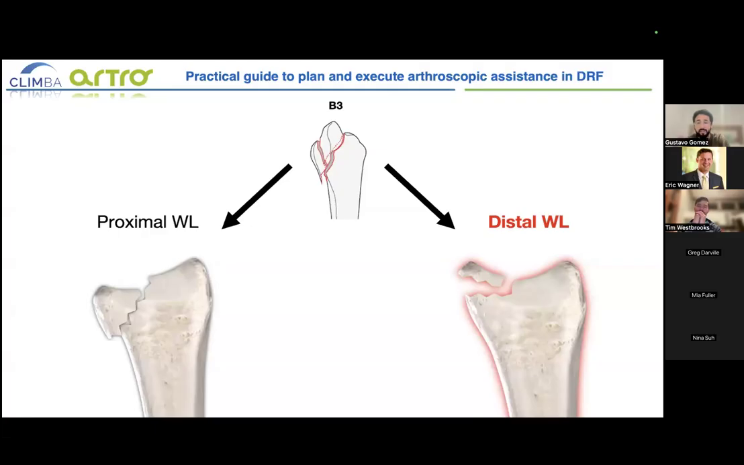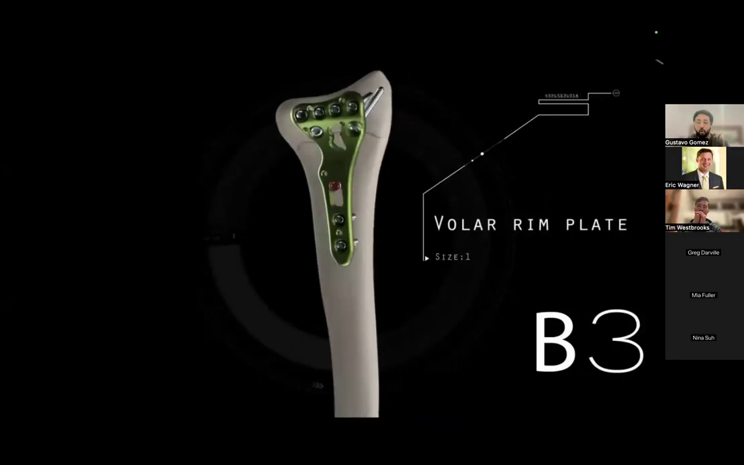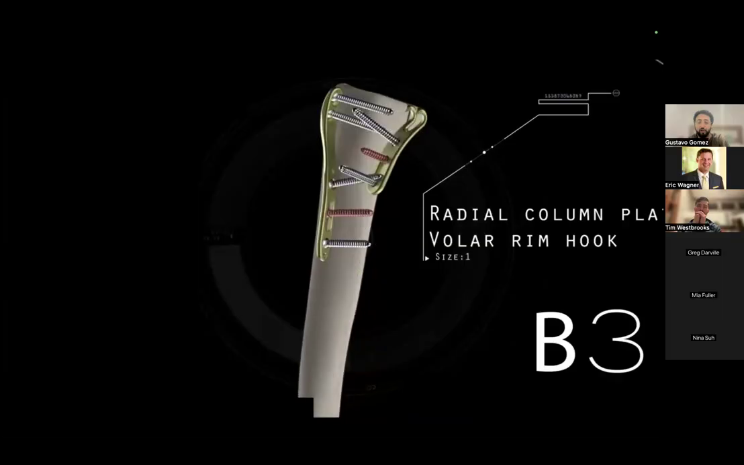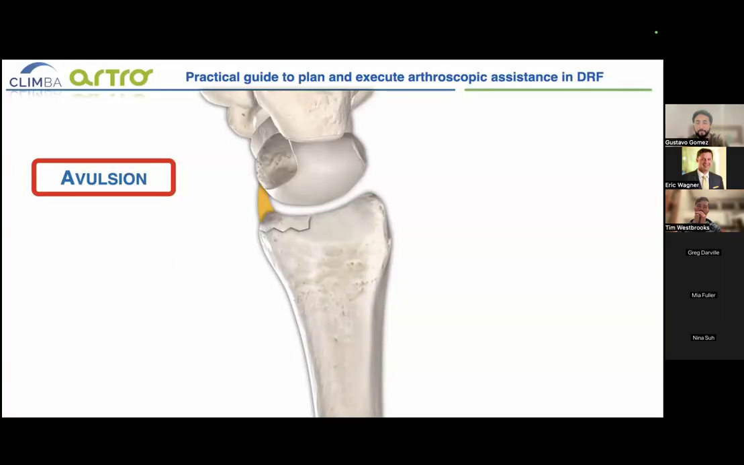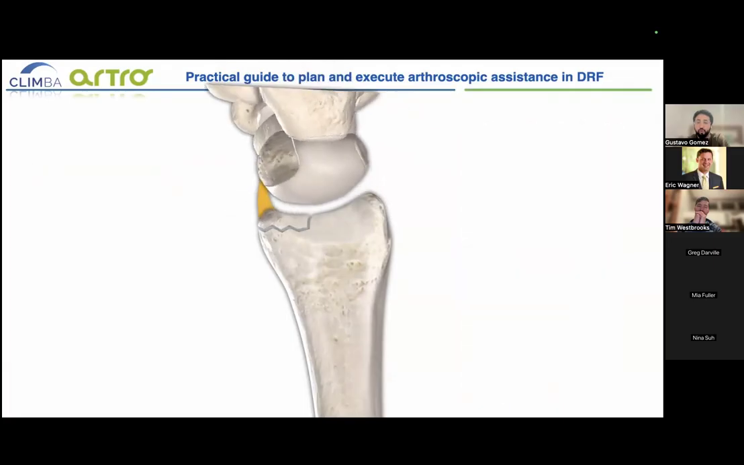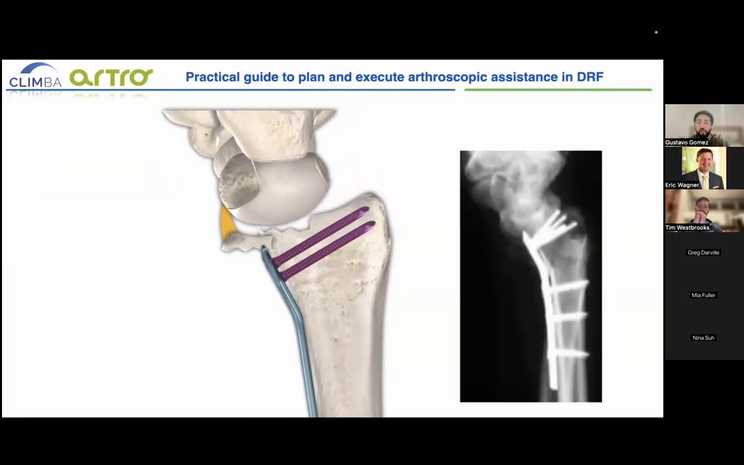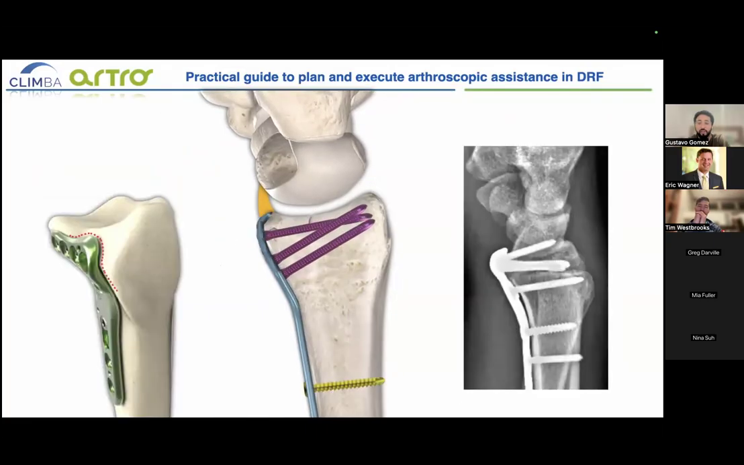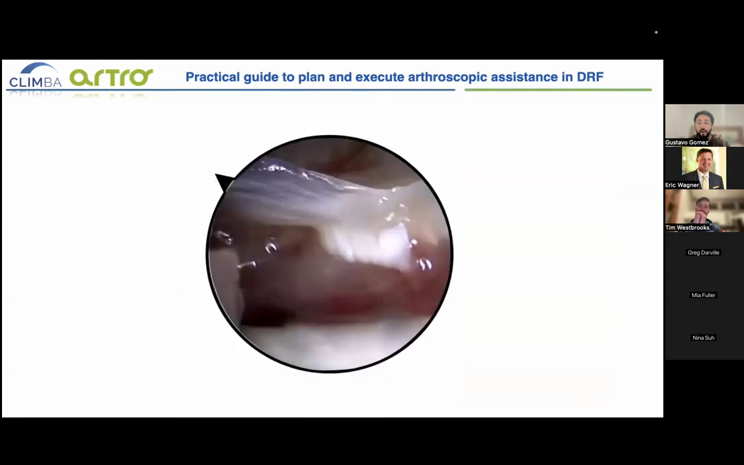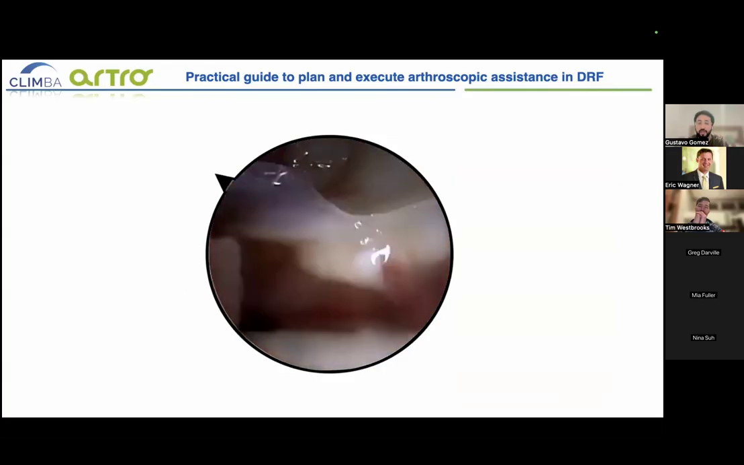When the fracture line is distal to the watershed line, we can use a volar rim plate, as you can see here, or a hook plate to have better fixation of this little fragment. This little fragment is usually a consequence of an evolution of the volar distal aspect of the radius. And if we want to treat this with a standard plate, we are going to fail because this plate cannot contain the fragment, and we are going to have volar subluxation a few days after the surgery. So we have to contain the fragment.